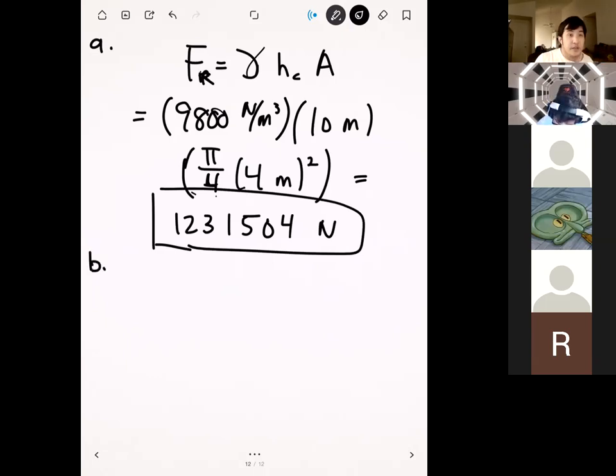And since we're given the depth of the centroid of this problem, the magnitude of the resultant force is pretty simple. So any questions on how we computed the magnitude?